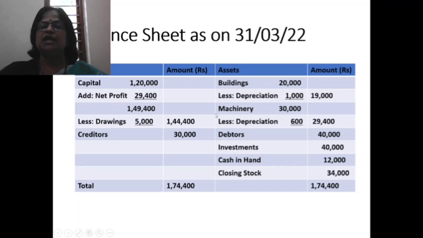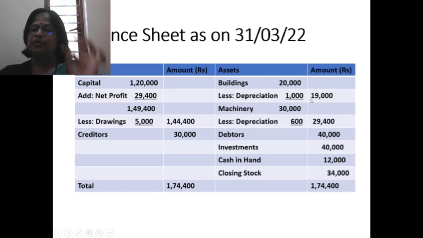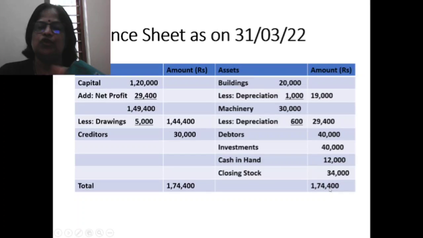Now, if you see the balance sheet as on 31/3/22: capital 1,20,000, add net profit 29,400, total 1,49,400, less drawings 5,000, outer column 1,44,400, creditors 30,000. Now, buildings 20,000, less depreciation. The depreciation value we have to subtract from the asset value in the balance sheet. So 1,000 you reduced, which we have also debited to the profit and loss account. So the outer column value is 19,000. Similarly, machinery 30,000, less depreciation 600, outer column 29,400. Debtors 40,000, investments 40,000, cash in hand 12,000, closing stock 34,000. Total 1,74,400.